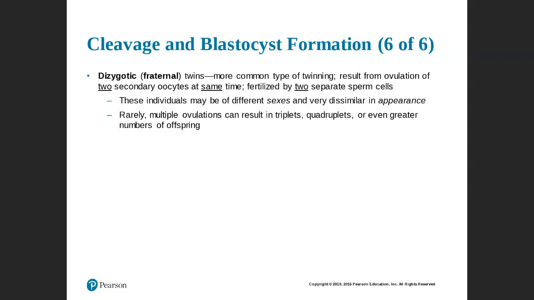Rarely you'll see multiple ovulations resulting in triplets, quadruplets, or even greater numbers of offspring, especially if they go to fertility clinics and they're placed on medications to increase their chances of having a successful pregnancy. And that's because the medications they take precipitate this excess fertility period.